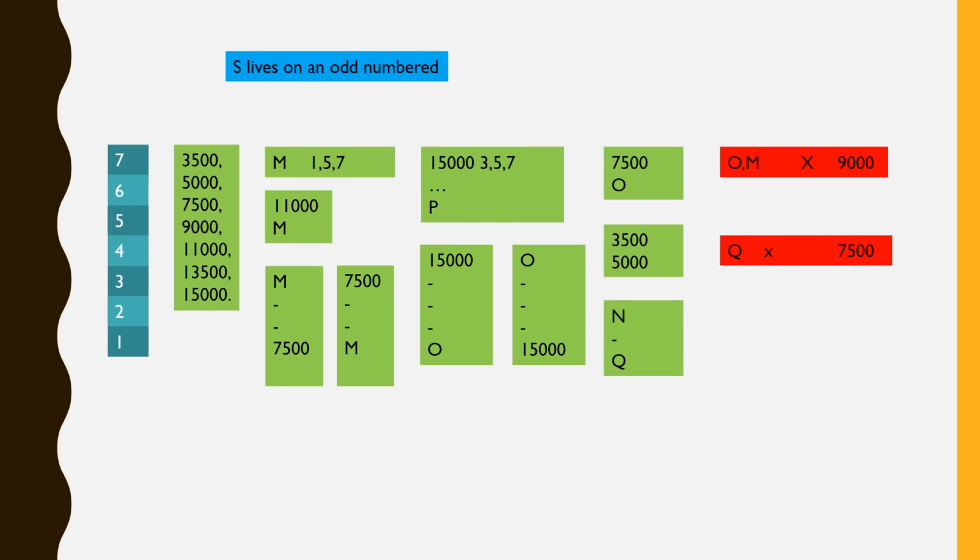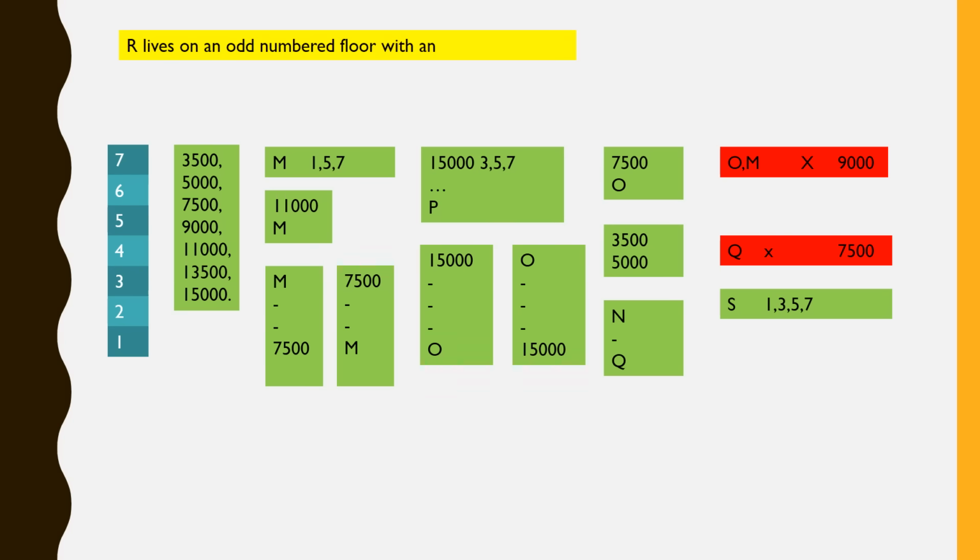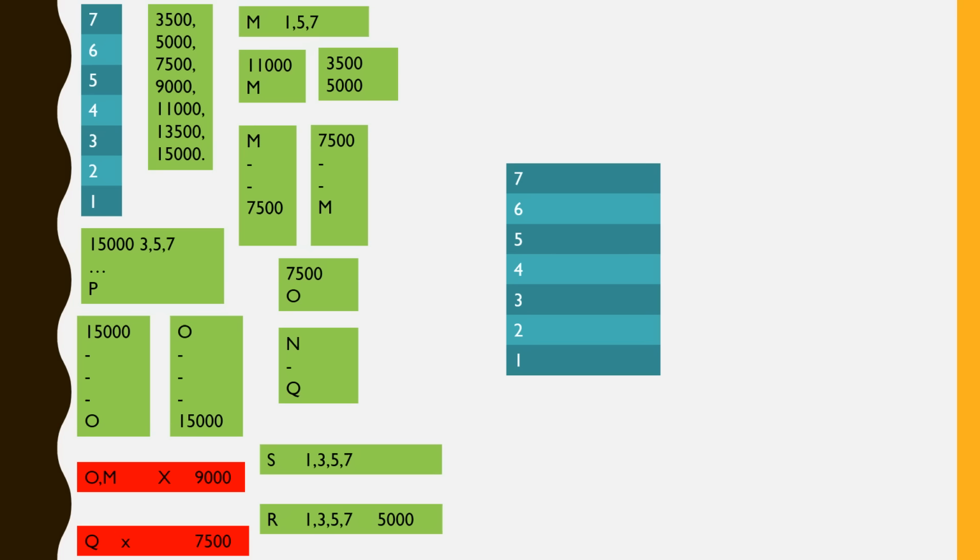S lives on an odd number floor, so S can live on either 1, 3, 5 or 7. R lives on an odd number floor with an income of 5,000, so R can also live on 1, 3, 5 or 7 with an income of 5,000. Now we have represented all this theoretical information in graphical form. Now it is quite easy to combine this graphical form and get our complete result.